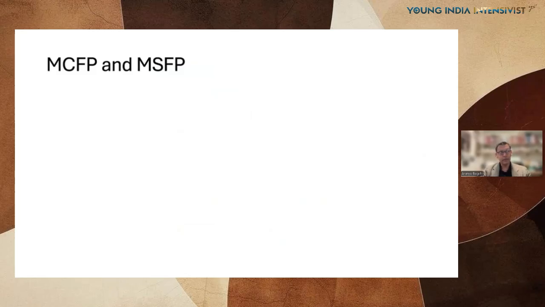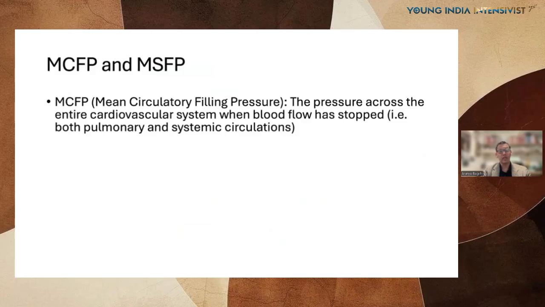The mean circulatory filling pressure and the mean systemic filling pressure. So the mean circulatory filling pressure is simply the pressure that equilibrates across the entire vascular system when flow stops, right? So that includes the arteries, the veins, the pulmonary arteries, pulmonary veins, all of that. One of the things that you can see in an ICU, and this has actually been studied, but I also do this routinely in our ICU. In our ICUs, we have a lot of PA catheter use.